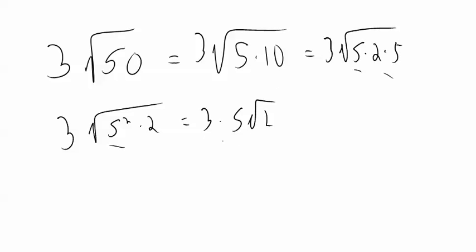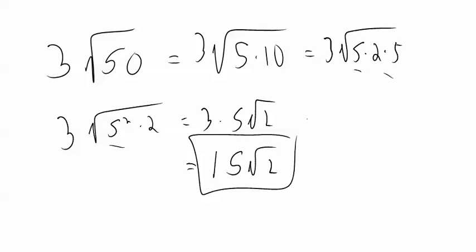And this actually can be combined. The 3 times 5 can just become 15 root 2. So radicals can be a little complicated when trying to simplify them. But 3 root 50 gets reduced down to 15 root 2, because I cannot reduce this radical anymore.